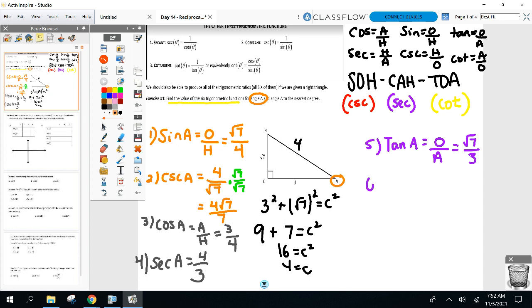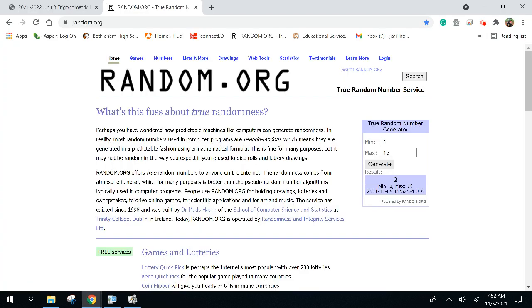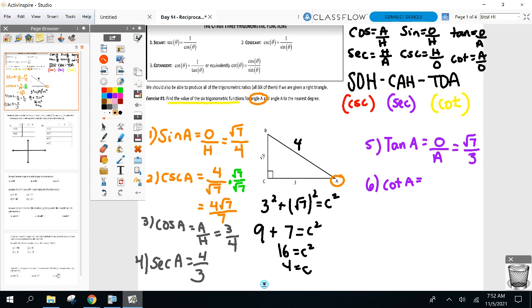And now here we go with cotangent. Flip them. Yep. 3 over radical 7. Get the radical out of the denominator. Multiply by radical 7, right? So what do you got? 3 radical 7 over 7? Yep. All right. Any questions there?